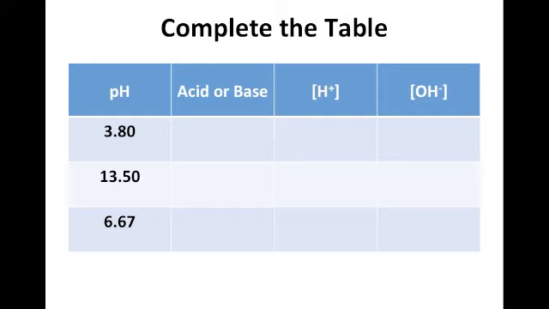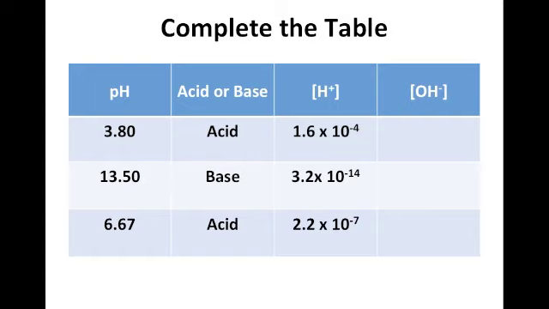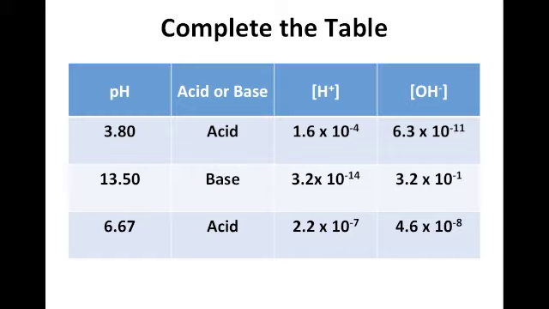Here's an example. Fill in the table. Well, from there, I can figure out acids or bases. Here's my answer for 1, 2, and 3. From column 1, I can also figure out the concentration of H plus by taking 10 to the negative 3.8, and I get 1.6 times 10 to the negative 4th as an answer. Same is true for problems 2 and 3, and from there I can figure out the OH minus by dividing these numbers into 1 times 10 to the negative 14, and I get these values.